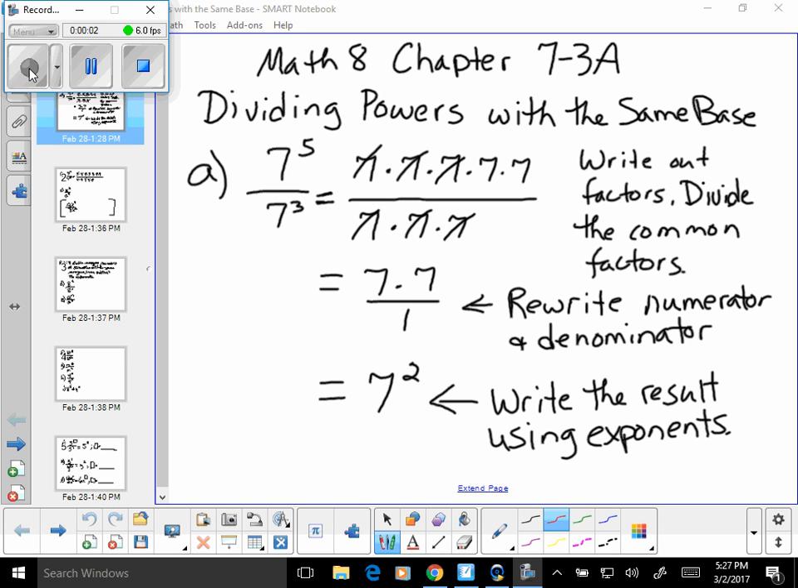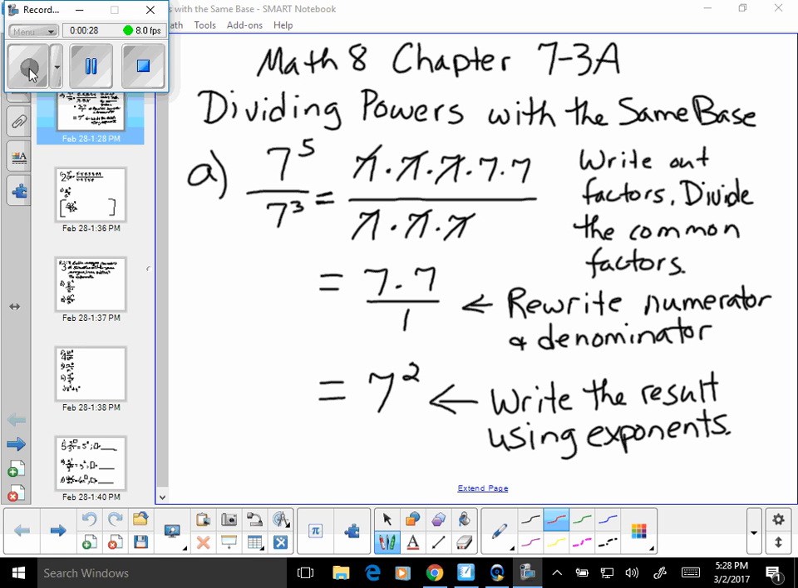Hello, 8th graders. This lesson is Chapter 7.3a, which is dividing powers with the same base. The other day, the other lesson, 7.2a, was on multiplying powers with the same base. So today we're going to do the opposite function and divide powers with the same base. We're going to take 7 to the 5th power divided by 7 to the 3rd power.